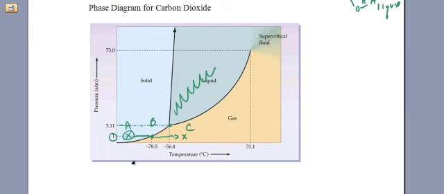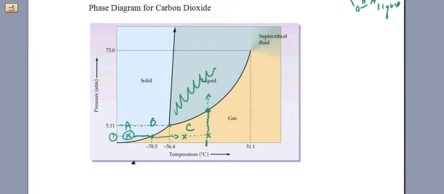So if we heat the carbon dioxide gas up to, let's just say that this is 0 degrees Celsius right here, then you apply a pressure to it. You can squeeze the gas into a liquid, and you can actually condense it into that liquid.